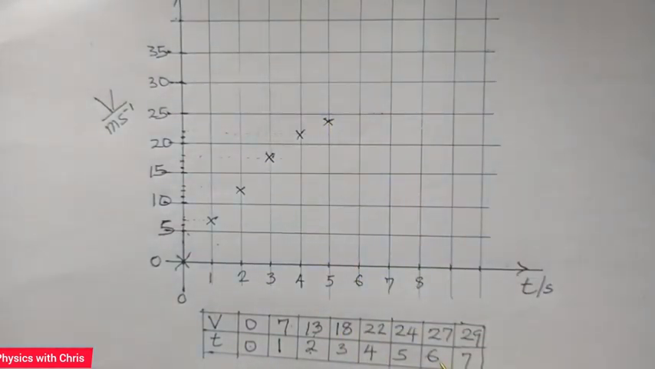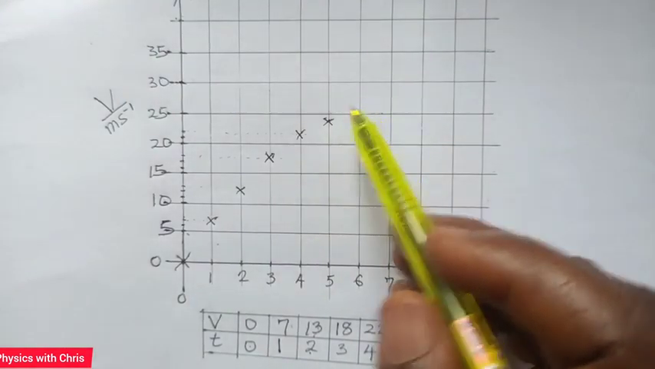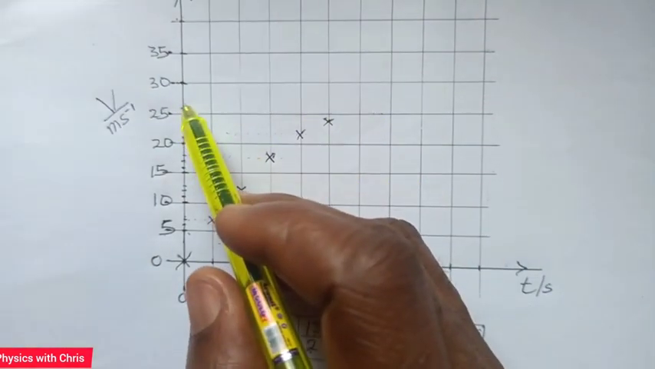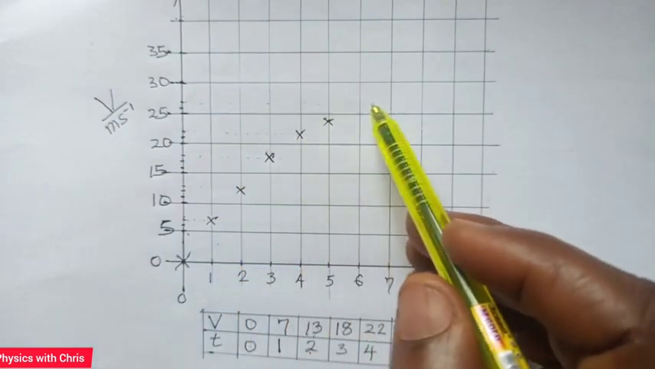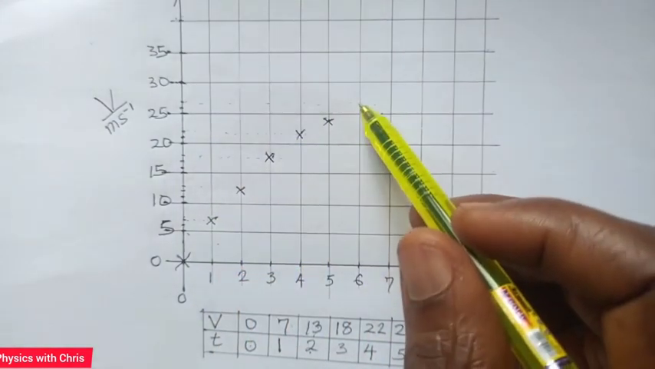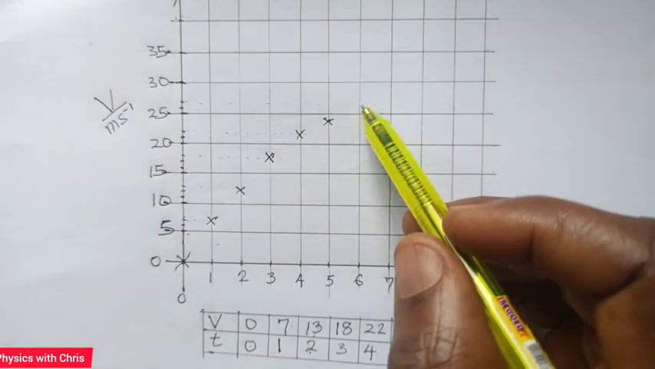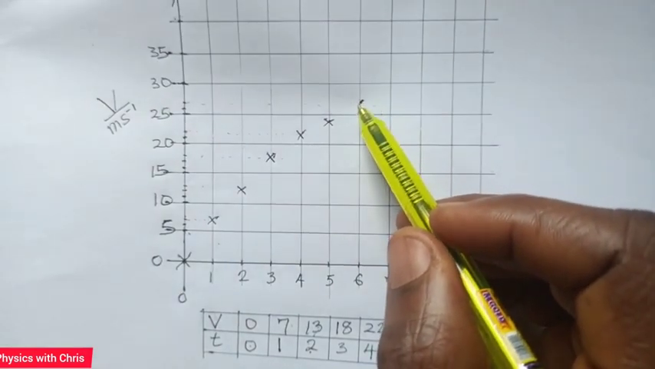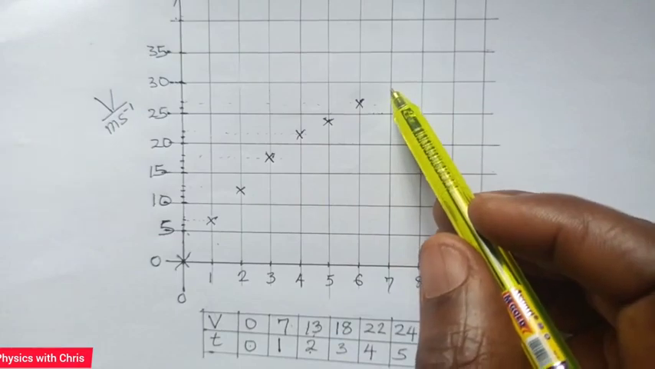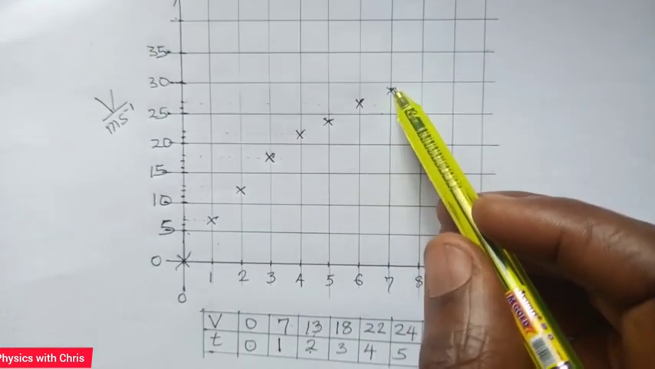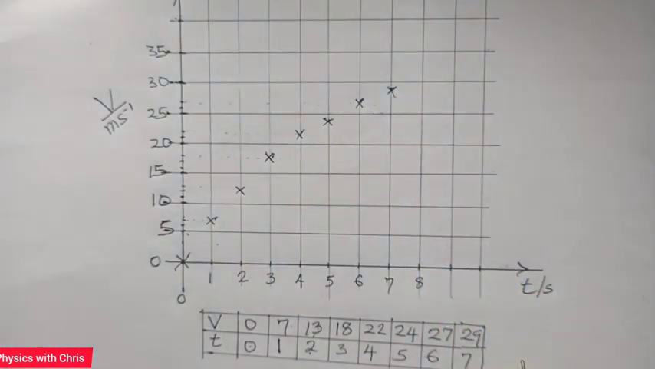For 6 seconds is 27. This is 26, 27. So use your ruler, trace it out like this, and then plot it against 6 seconds. 27 here. And for 7 seconds, it is 29. Around here and so on.